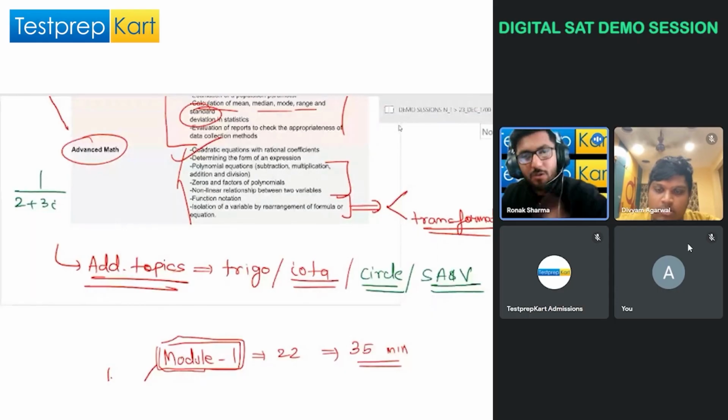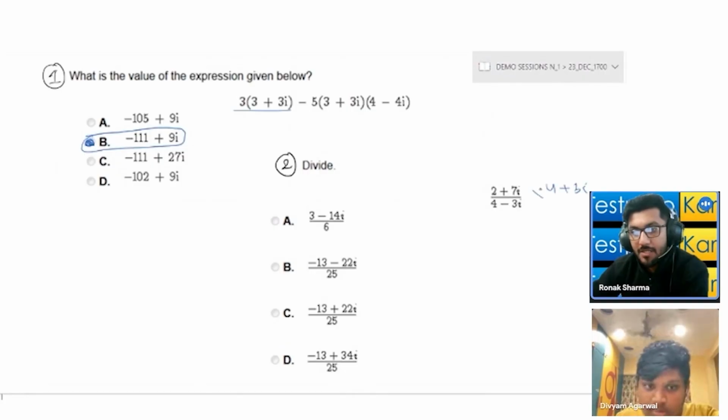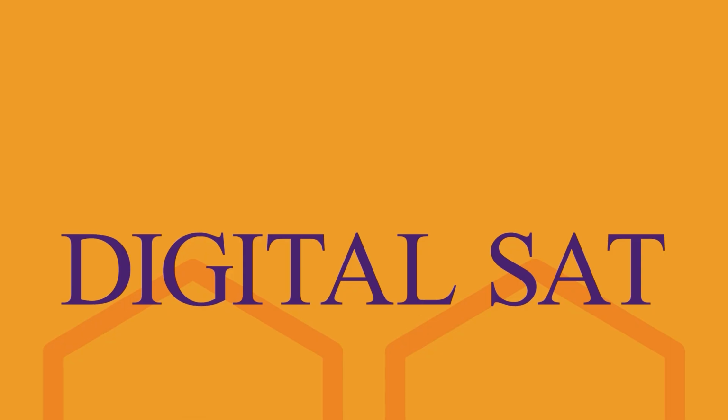Definitely the time will be there. So we'll go to the straight line plus 3 iota and 4 plus 3 iota. We just need to see where iota square will be.